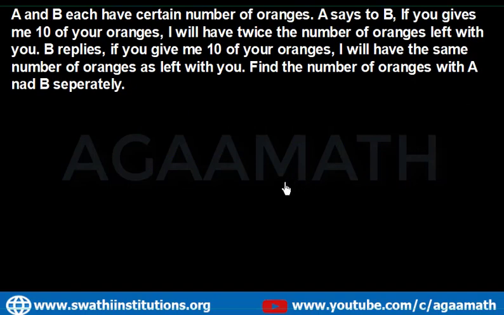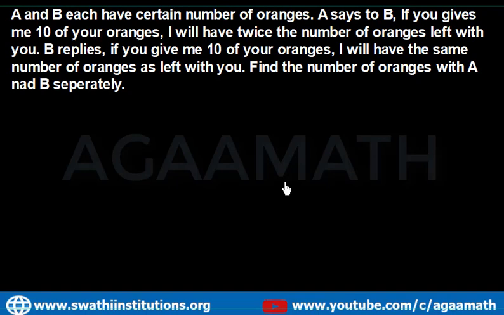Let us see one more example. A and B each have a certain number of oranges. A says to B, if you give me 10 of your oranges, I will have twice the number of oranges left with you. B replies, if you give me 10 oranges, I will have the same number of oranges as left with you. Find the number of oranges with A and B separately.